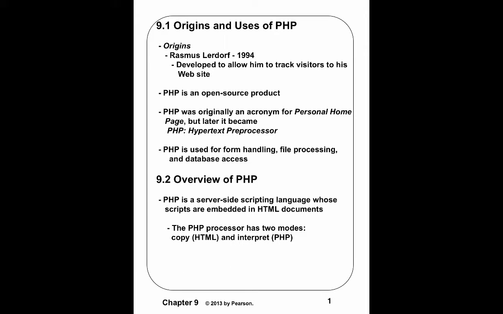So the PHP processor has two modes. If it sees HTML code, as we see in another video, any HTML code is just copied out. If it is PHP code, it's then actually executed line by line.